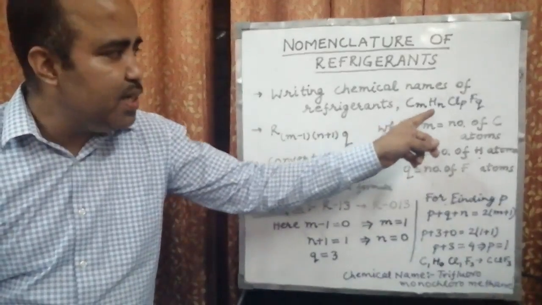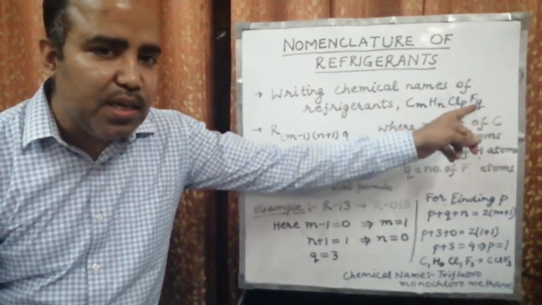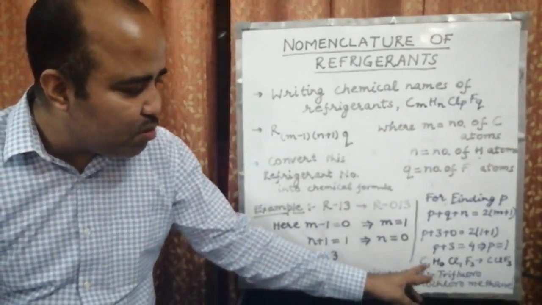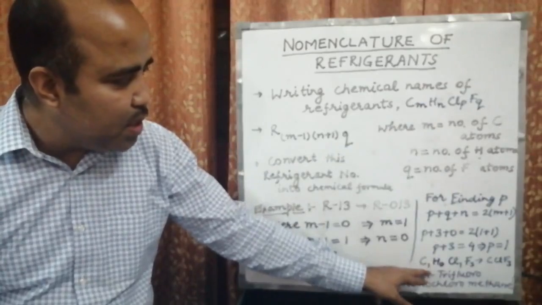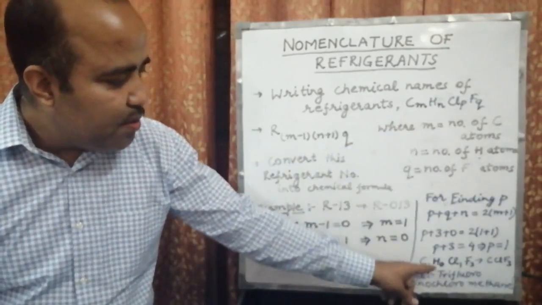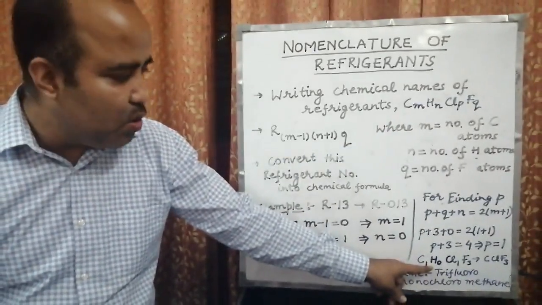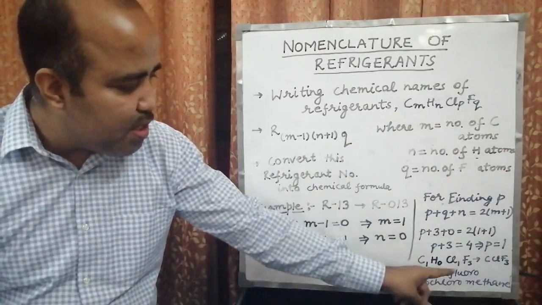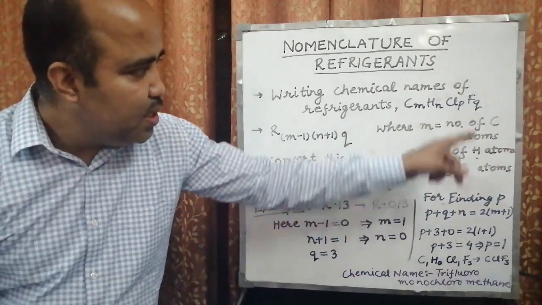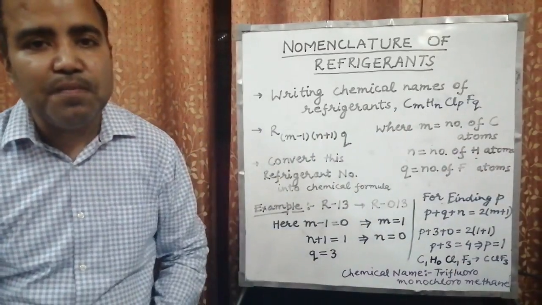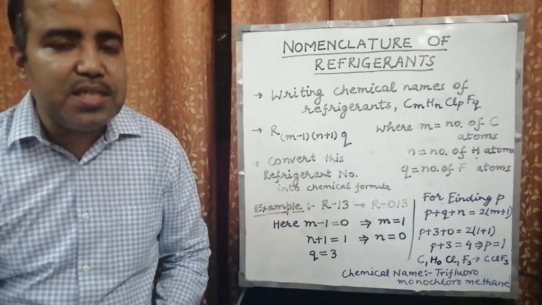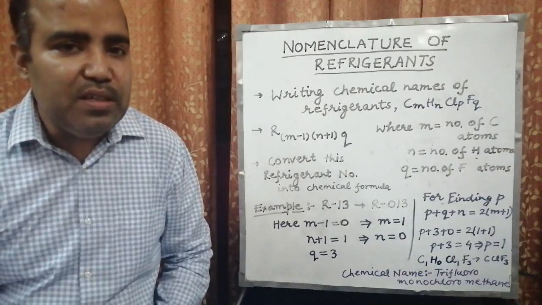Now putting the values of all these numbers M, N, P and Q in the chemical formula CmHnClpFq, we get the formula. In place of M we write 1, in place of N we write 0, in place of P we write 1 and in place of Q we write 3. So the formula becomes CCl1F3.